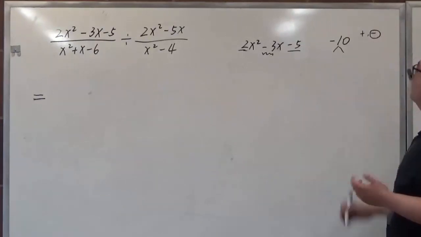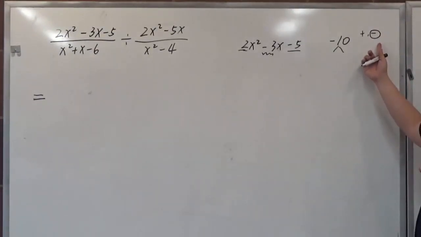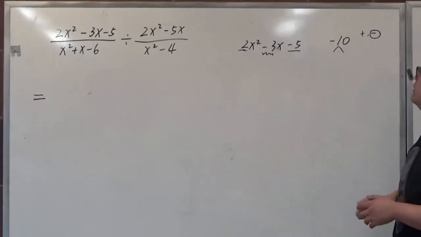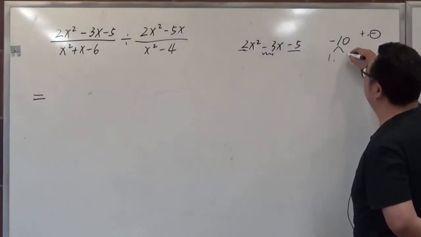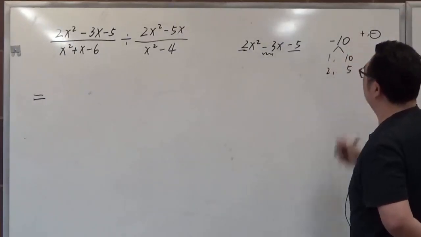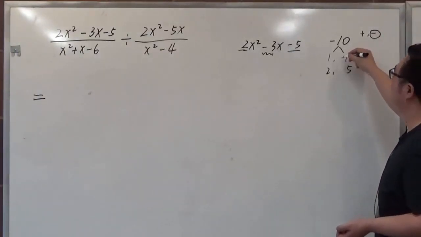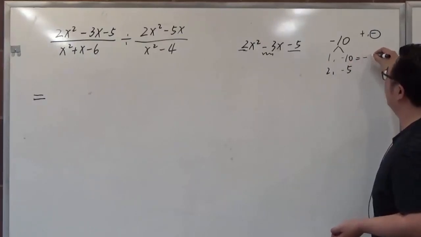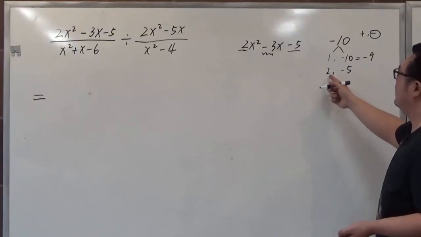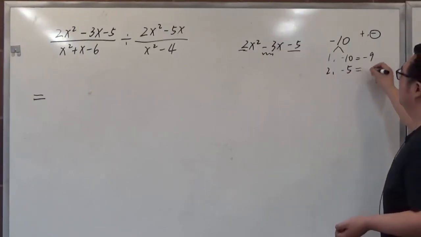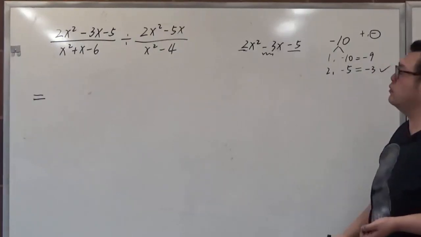Therefore, we have two factors. If we keep the larger factor as a negative number, then the sum will be negative. So we list out everything possible. There are only two pairs, 1 and 10, 2 and 5. Then we keep the larger one negative. The first pair, 1 and negative 10, has a sum of negative 9. The second pair, 2 and negative 5, gives a sum of negative 3. Negative 3 is what we're looking for.